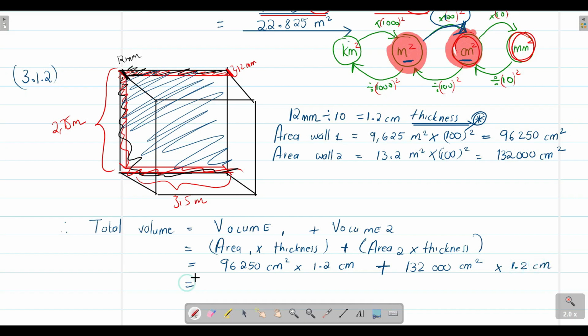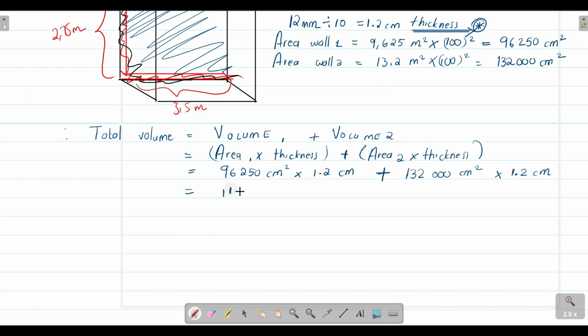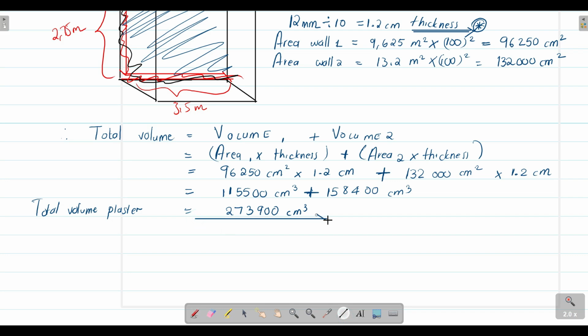Okay, if you punch this into your calculator, you'll get that the volume of wall number 1 is equal to 115,500 centimeters cubed, plus the volume of wall number 2, 158,400 centimeters cubed. If we add these two values together, you'll find that the total volume of the plaster is equal to 273,900 centimeters cubed. Okay, so that is basically how we can approach this question the long way.